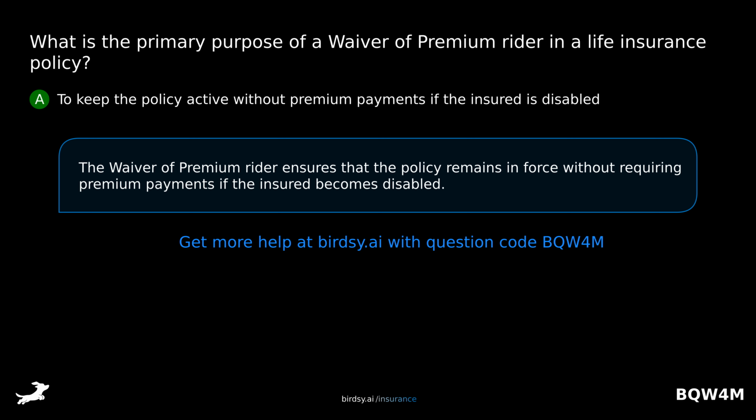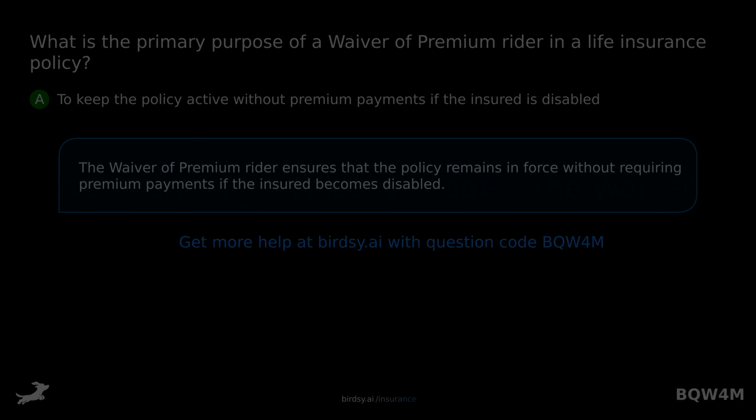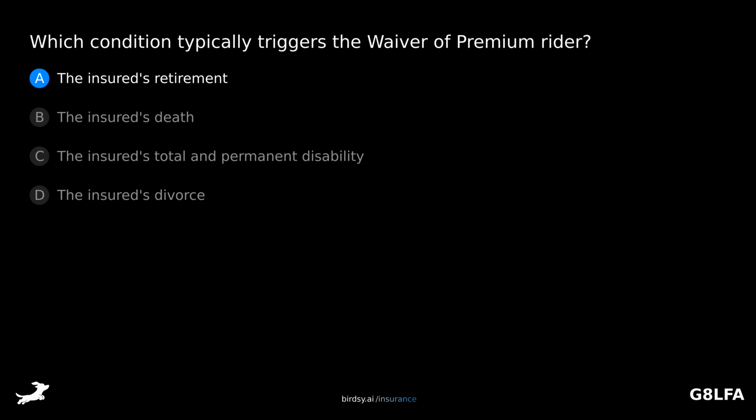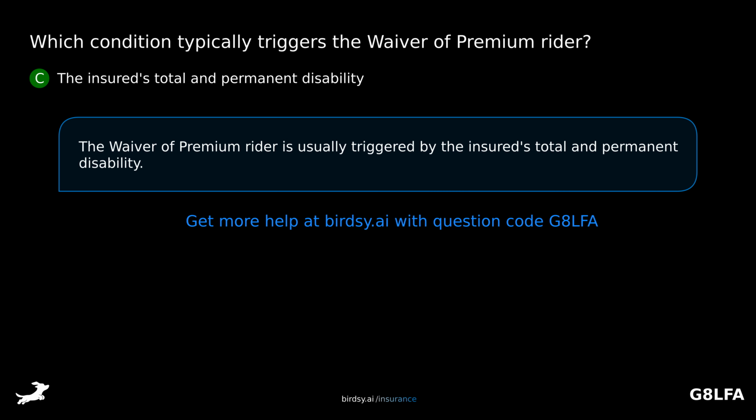The waiver of premium rider ensures that the policy remains in force without requiring premium payments if the insured becomes disabled. Which condition typically triggers the waiver of premium rider? Is it A, the insured's retirement? B, the insured's death? C, the insured's total and permanent disability? Or D, the insured's divorce? The answer is C, the insured's total and permanent disability. A waiver of premium rider is usually triggered by the insured's total and permanent disability.